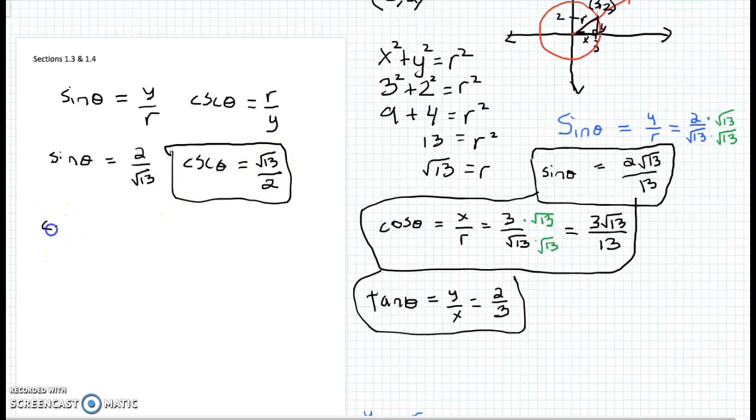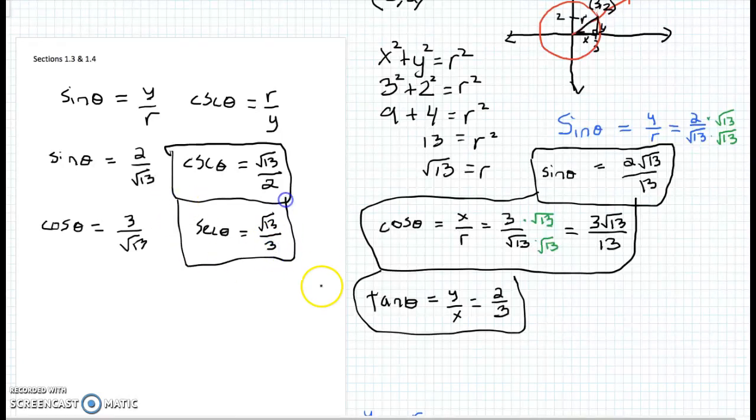Let's go to cosine now, and let's identify its reciprocal. Again, I'm going to go to the one where we hadn't rationalized the denominator. Now, secant is the reciprocal of cosine. So if I want to know the value of secant, I can look back at the value of cosine and just flip it over as a reciprocal. And there I have it. That is my value of secant of theta. It is square root of 13 over 3.